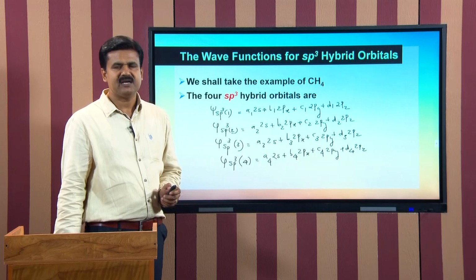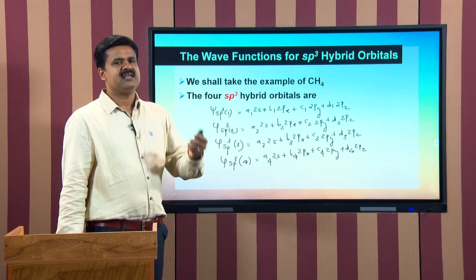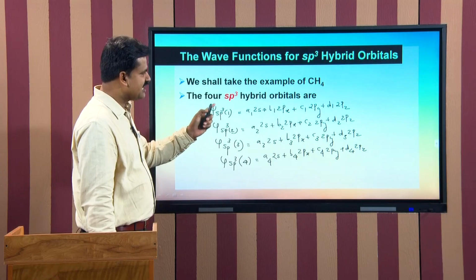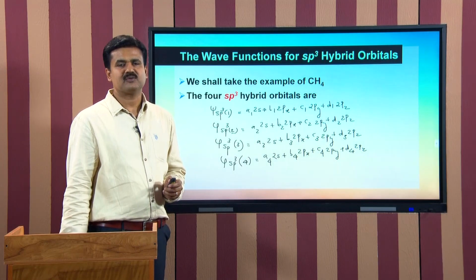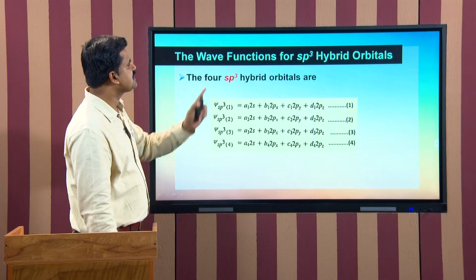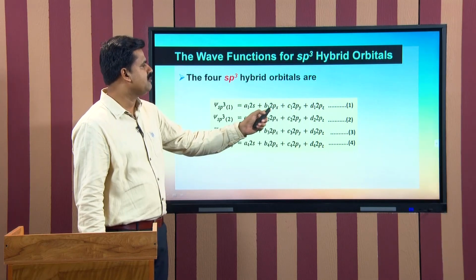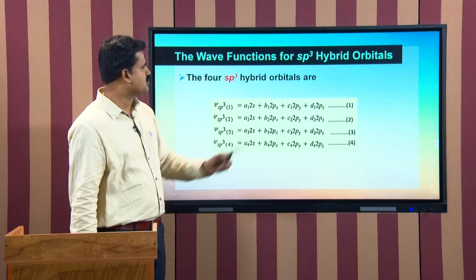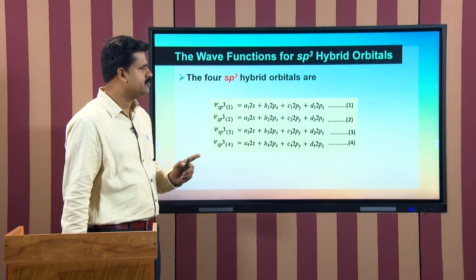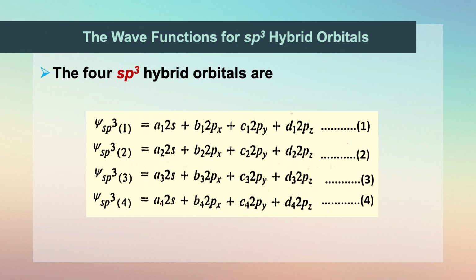we will get the wave functions for sp3 hybrid orbitals. We are in a step to proceed with the evaluation of the coefficients of the hybrid orbital wave functions. The 4 sp3 hybrid orbitals are like this. A1, B1, C1, D1 are the set of coefficients in psi sp3 1. Similarly, A2, B2, C2 and D2 are those present in psi sp3 2 and so on. So, we have to evaluate a total of 4 times 4, that is 16 coefficients. Now, we are going to evaluate the coefficients of atomic orbitals in hybrid orbital wave functions.